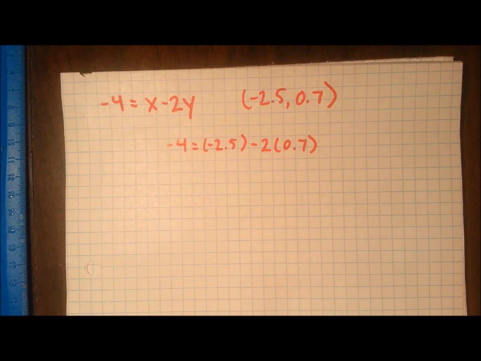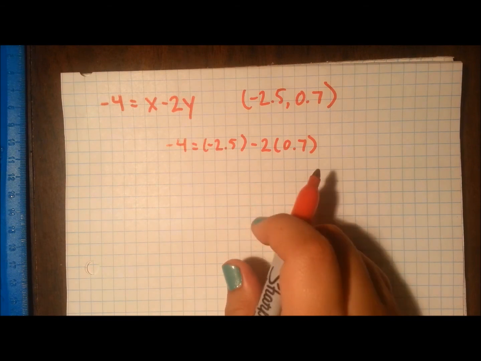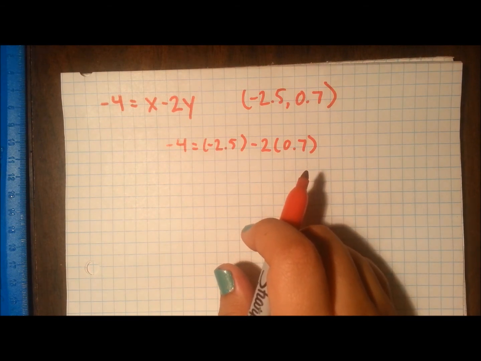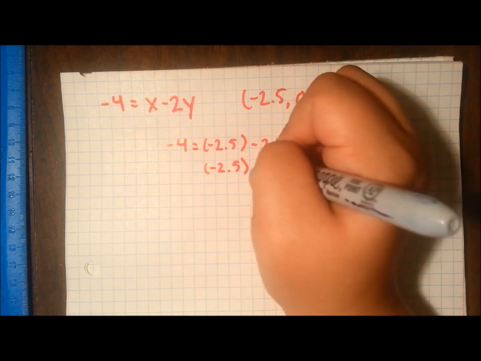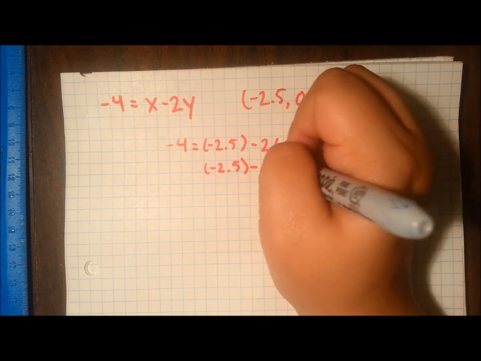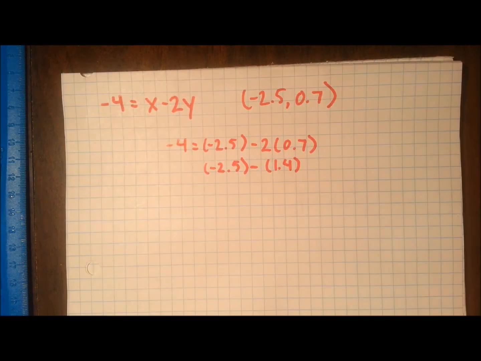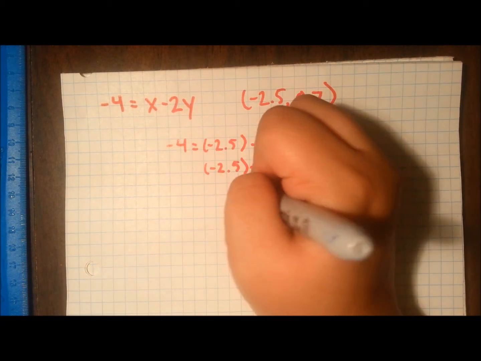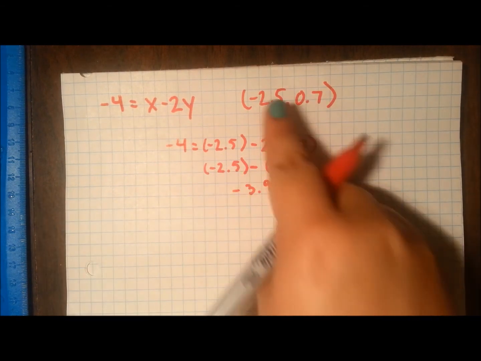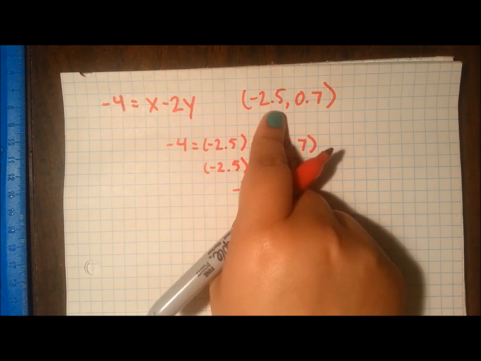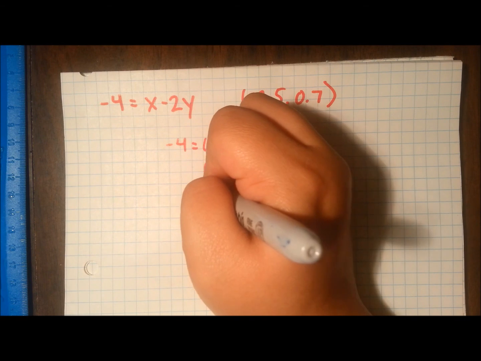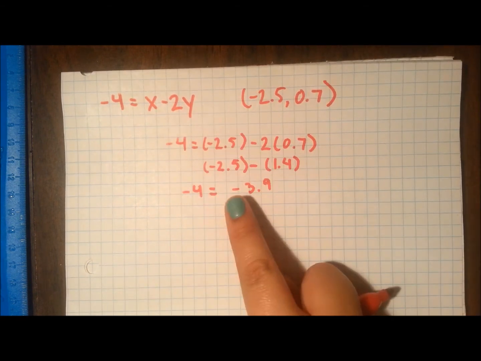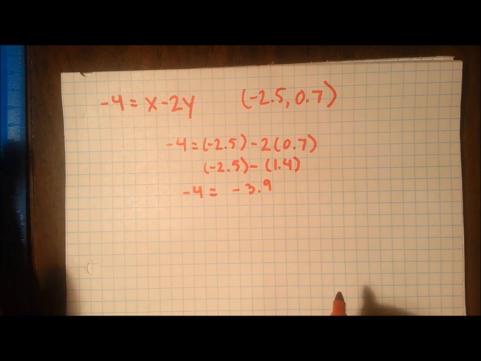We're going to go ahead and solve for this. So 2 times 0.7 is 1.4. So we're going to work this down. Negative 2.5 minus 1.4 is negative 3.9. And that is the answer with these coordinates in the equation. And so now you have to find out, is negative 4 equal to what this equaled, negative 3.9? No, it's not. And as you can see, they're close.